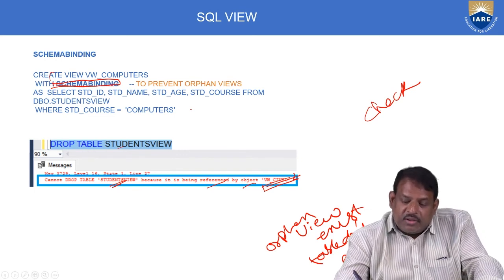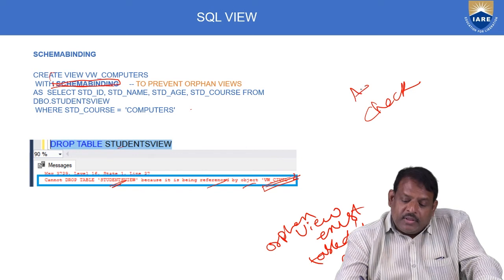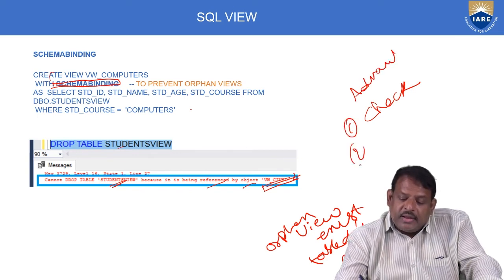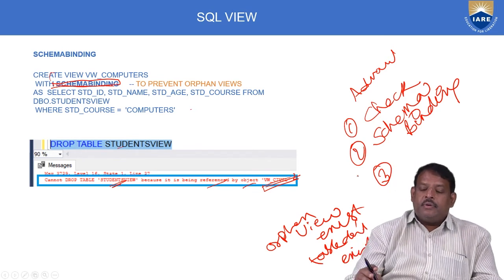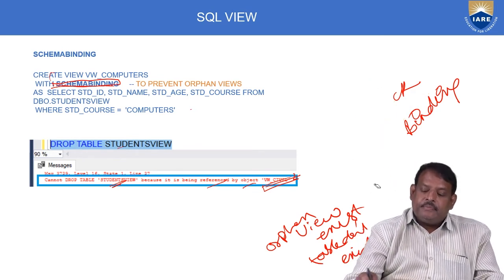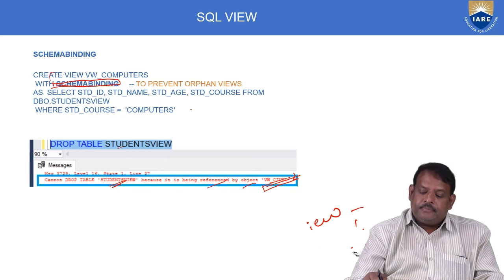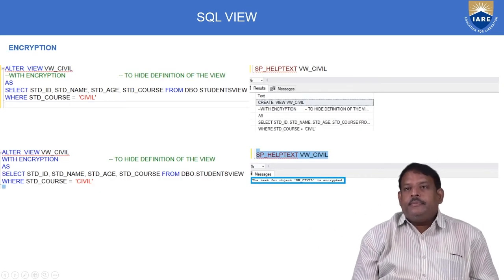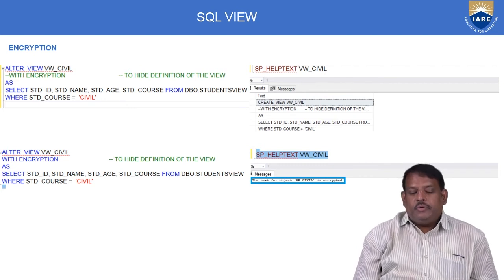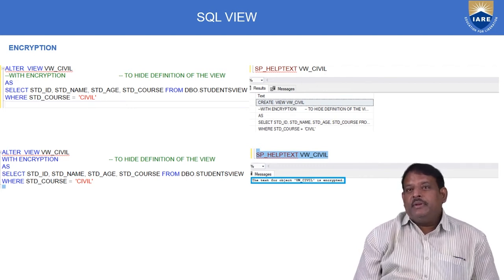Now we have seen what the advanced features of views are. One is the check option. Second is the schema binding. Now we'll see the third option, with encryption. So with encryption, we'll see what encryption is here.